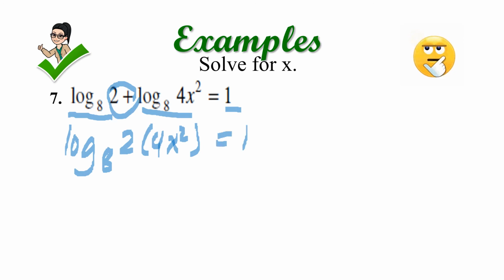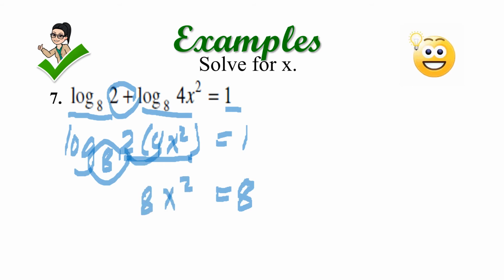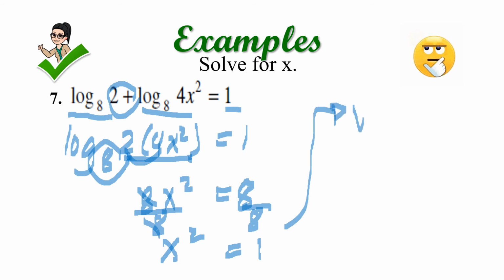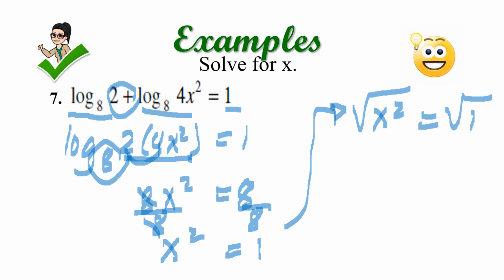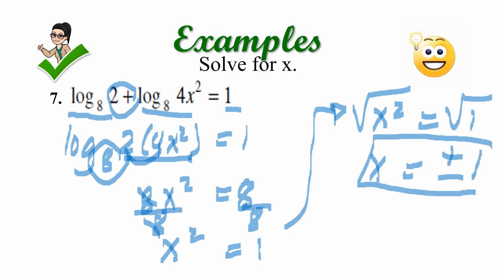And then we can now transpose 8 to the right and make 1 as its exponent, but then if it is 1, no need to write 1. And then simply copy this part, distribute 2, so 2 times 4 is 8, copy x squared. Divide both sides by 8, cancel, x squared is equal to 1, and then simplify, get the square root of x squared equals square root of 1. Square root of x squared is x, square root of 1 is positive, negative 1. So the values of x are positive 1 and negative 1.